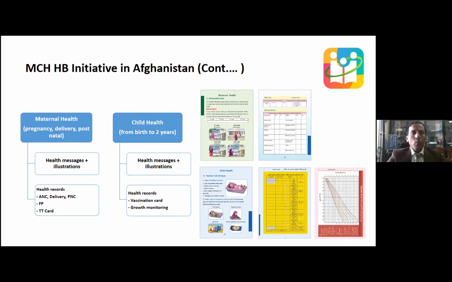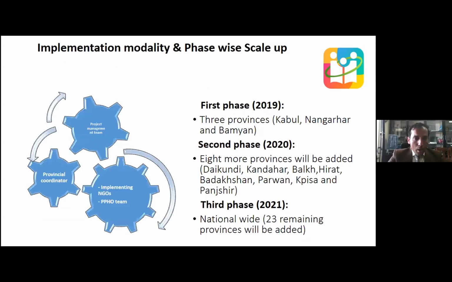Implementation modality and phase-wise scale-up: the project management team at the central level at MOPH, provincial coordinators, and implementing NGOs, as well as the provincial public health officer team. Scale-up: the first phase started in 2019 for 3 provinces, then the second phase in 2022 included 8 provinces. The third phase, which we are in now, is nationwide and includes the 23 remaining provinces.